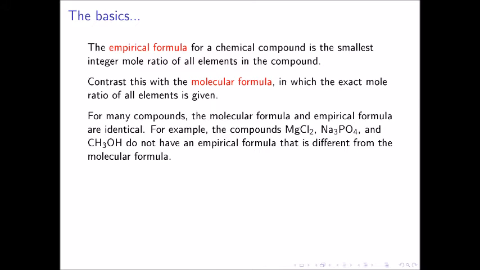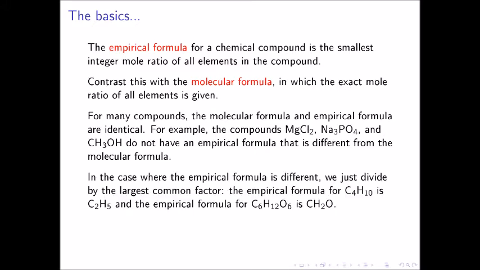For example, the compounds magnesium chloride, sodium phosphate, and methanol do not have an empirical formula that is different from the molecular formula. In the case where the empirical formula is different, we just divide by the largest common factor. For example, the empirical formula for C4H10, butane, is C2H5. We observe that the numbers 4 and 10 have the same largest common factor of 2, and then we divide.